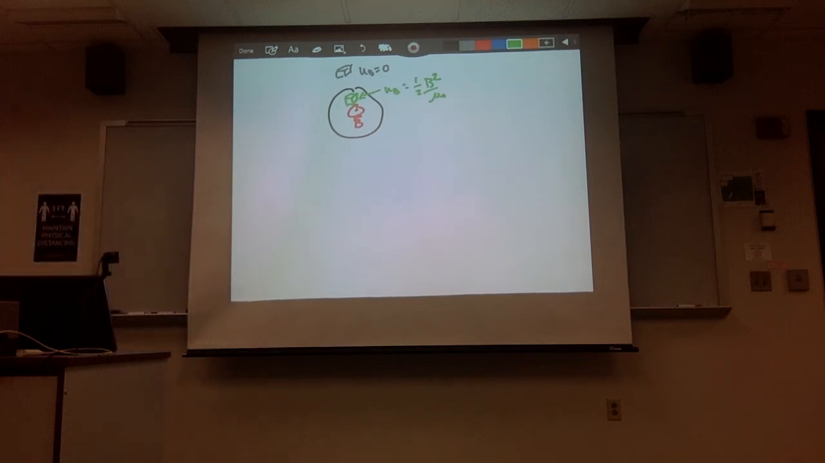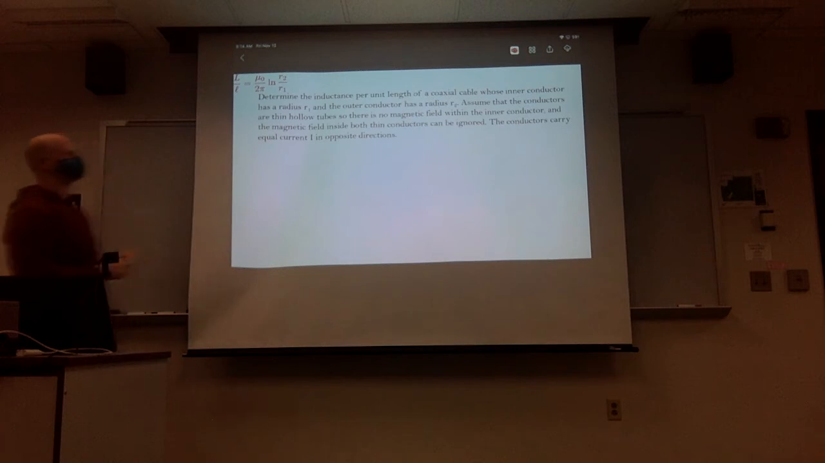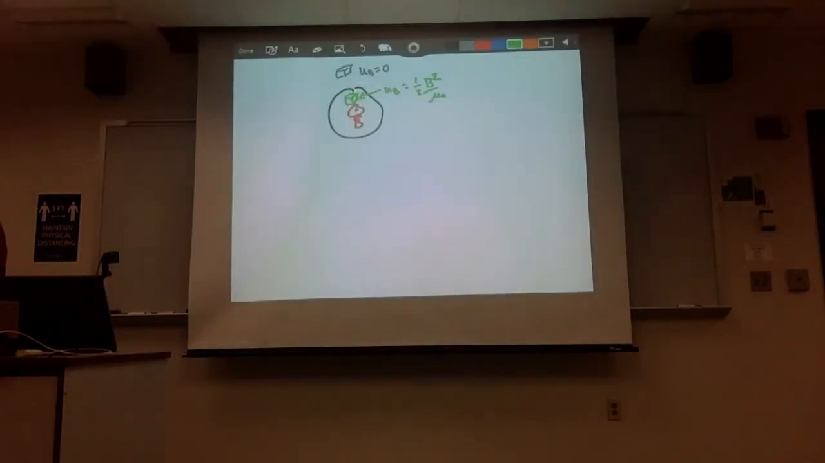So let's do an example. Let's see how we actually calculate an inductance, or in this case, a self-inductance. Typically, we're just going to call self-inductance inductance, because that's what we usually call it. What this says is determine the inductance per unit length of a coaxial cable whose inner conductor has radius R1 and outer conductor has radius R2. Assume the conductors are thin hollow tubes, so there's no magnetic field within the inner conductor and no magnetic field outside of the two of them. So the only magnetic field is between the two conductors, and the conductors carry equal and opposite currents. So it's a coaxial cable like we know before.